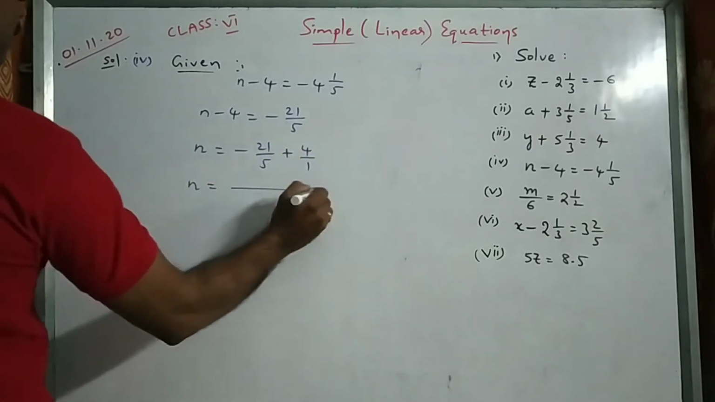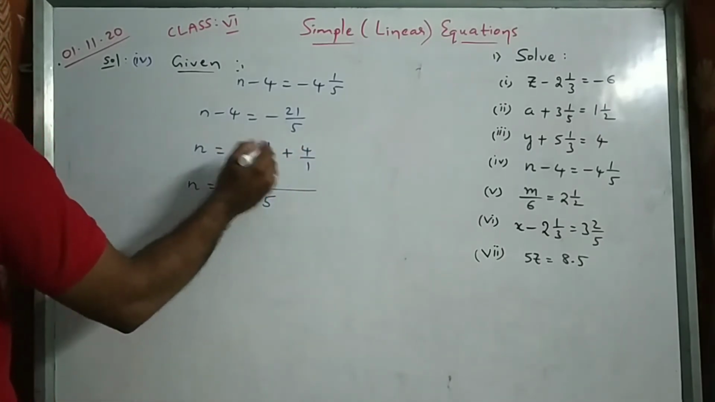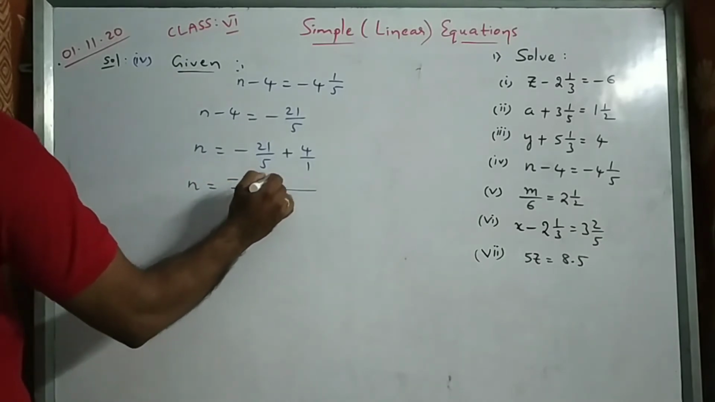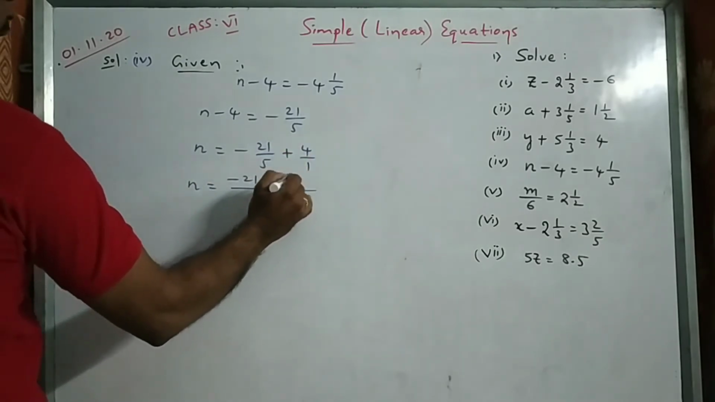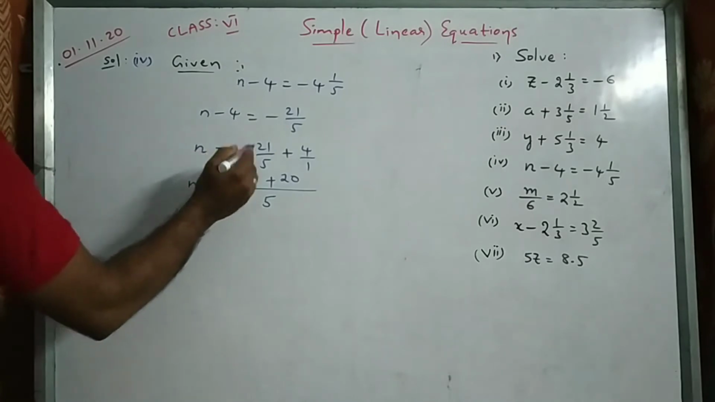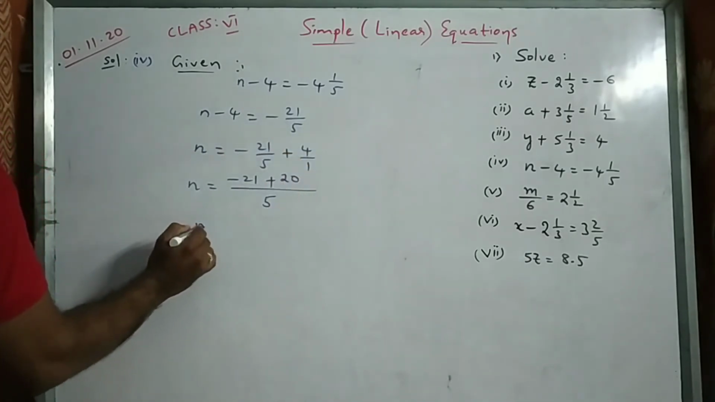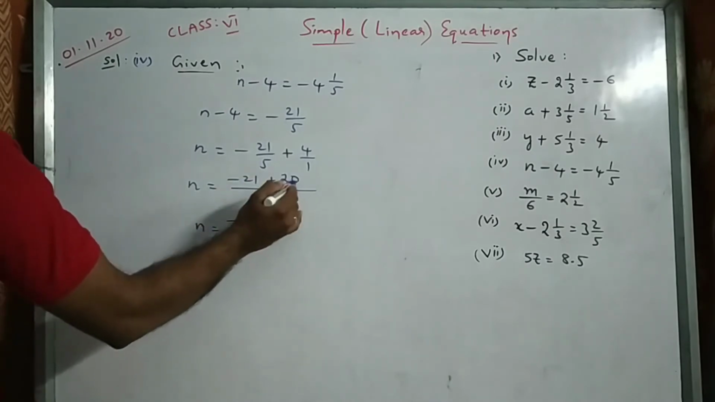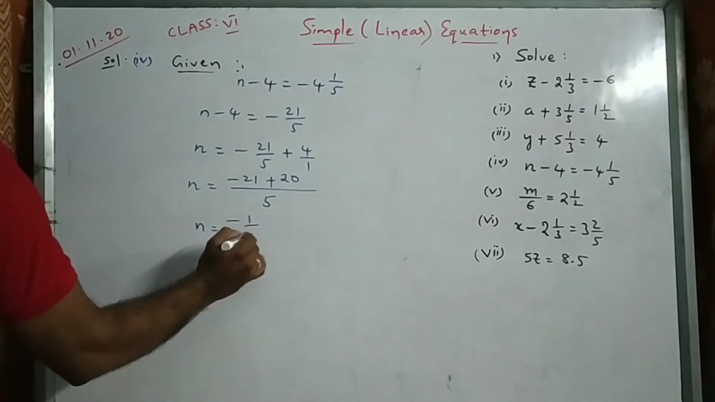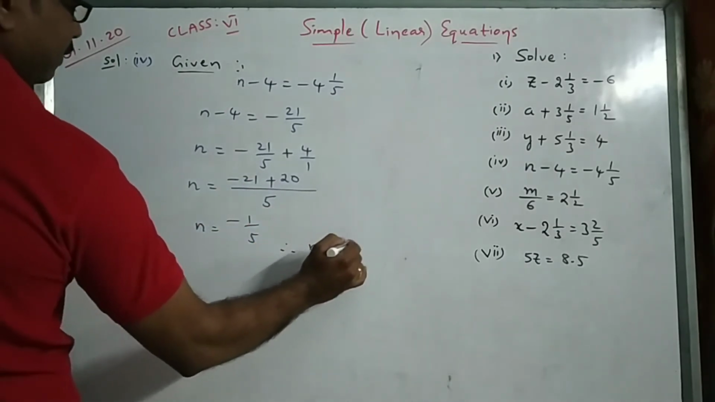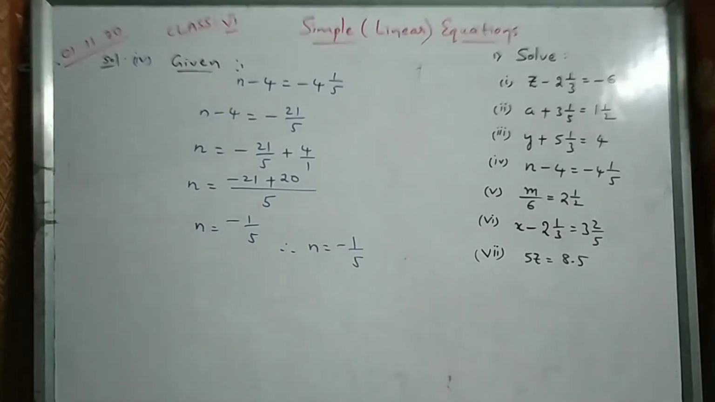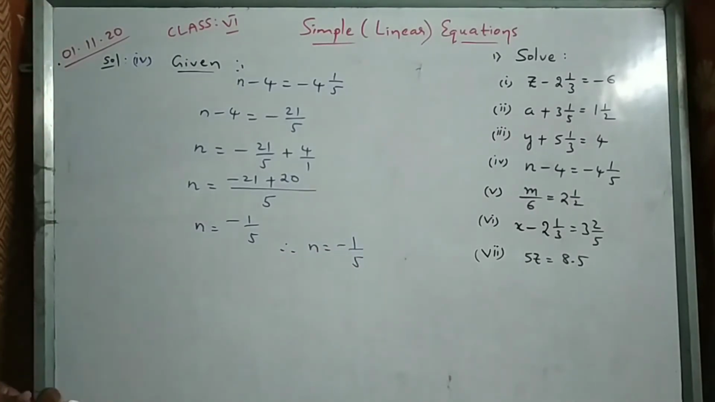So n equal to, LCM 5, 21 1s are 21 plus 5 4s are 20. Right? So n equal to minus 21 plus 20, so n equal to minus 1 by 5. That is the final answer, because here n is the variable.